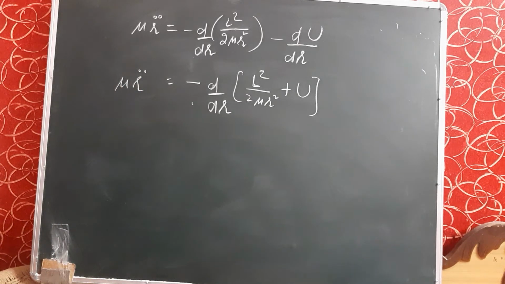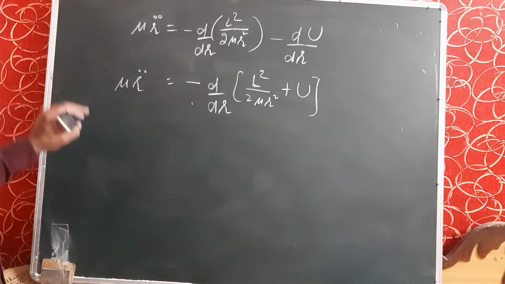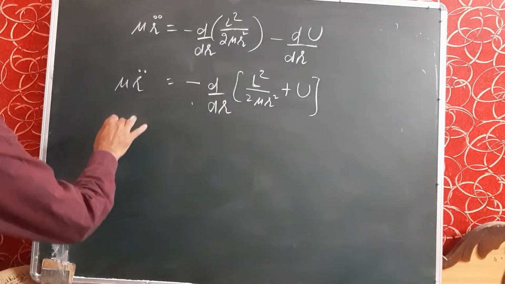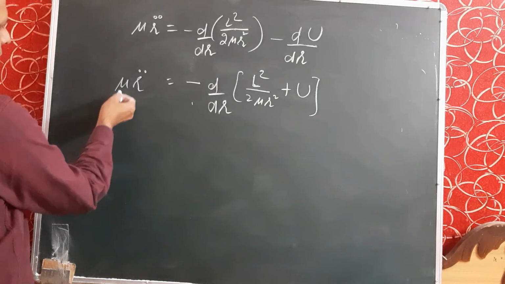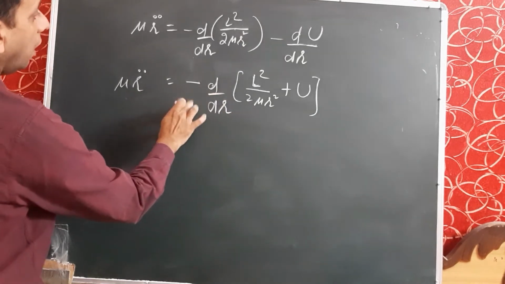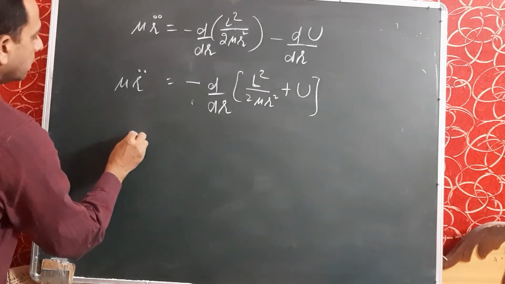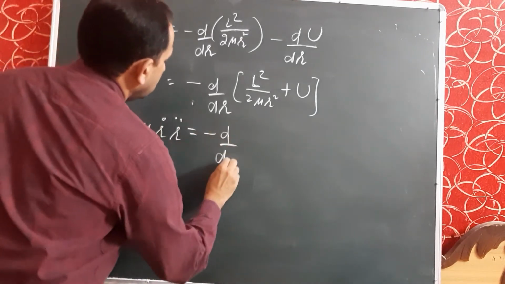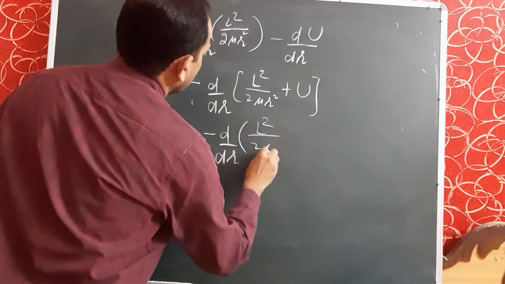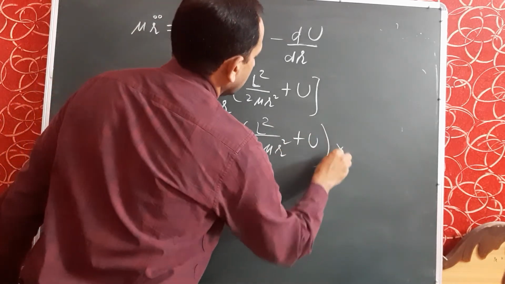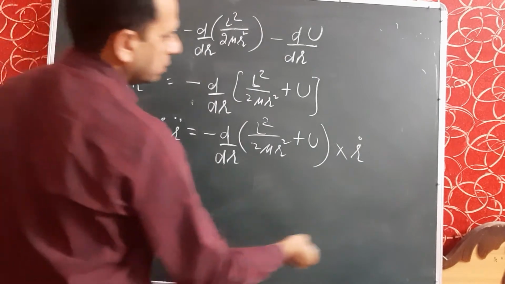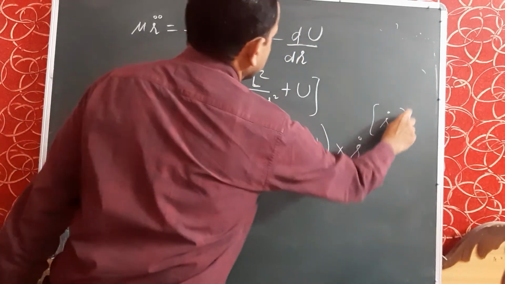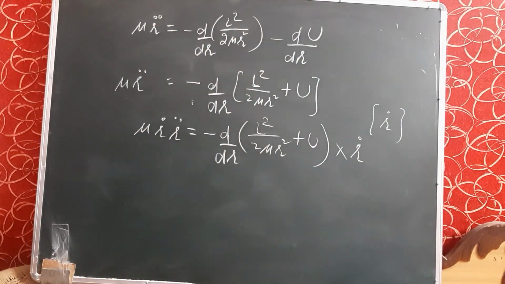Now, what is the next step? The next step is that we have to reduce the left hand side also into differential form. It is possible if we multiply this equation by r dot on both sides. So we will get mu r dot r double dot is equal to minus d/dr of L square upon 2 mu r square plus u, into r dot. So what I have done is multiply this term by r dot on both sides.